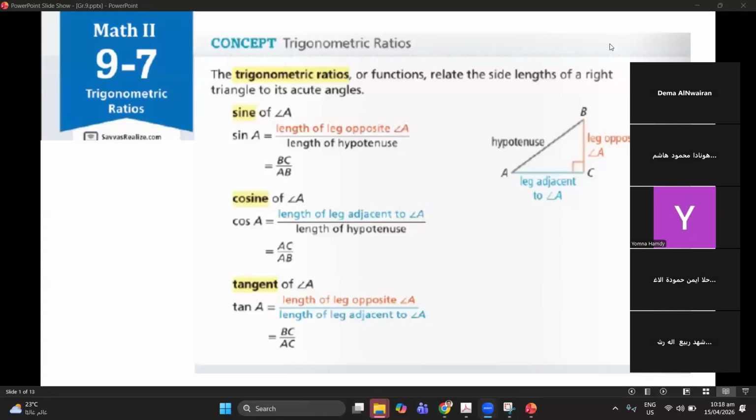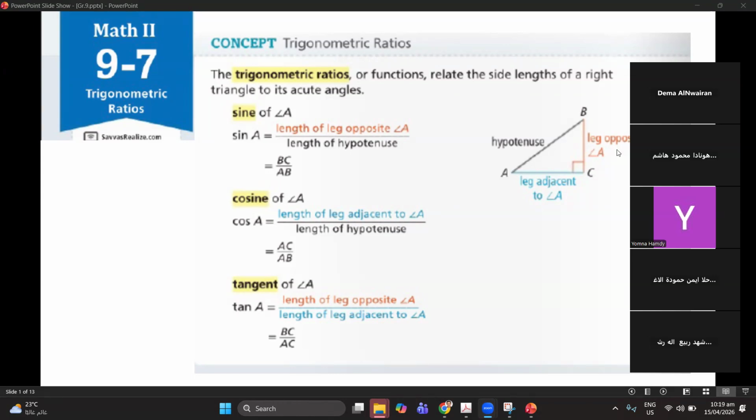Now, let's start our new lesson, which is talking about the trigonometric ratios. As I told you before, trigonometry is a branch in math, as we have algebra, geometry, statistics, probability, calculus, we have trigonometry. Now, there are 6 common ratios that we may use in grade 9 and grade 10. But up to now, the 3 common ratios are sine, cosine, and tan.